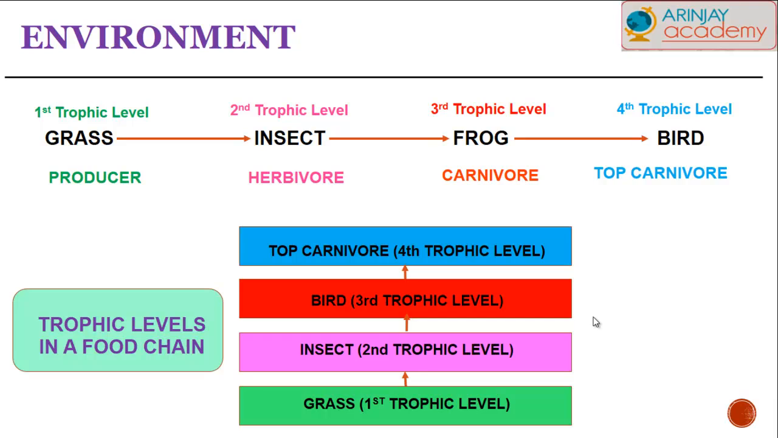But if you look further, this can be represented again in the trophic levels in a food chain. The next diagram shows grass at the first, insect at the second, bird at the third. But then, if you compare it with the diagram above, the bird itself can either be eaten by a human also, or by another predatory bird, which will now become the fourth trophic level, and that bird would become the top carnivore.